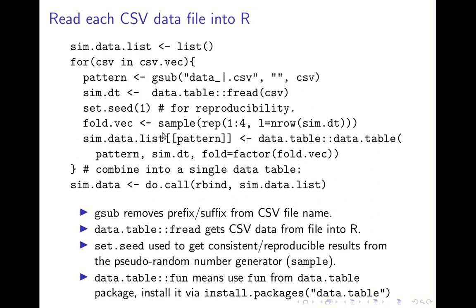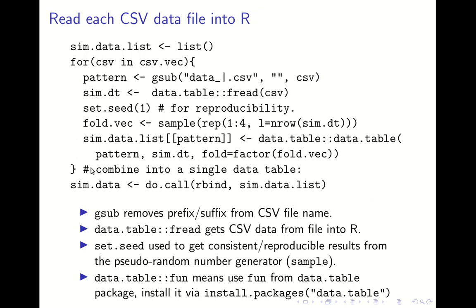And then finally, at the end of our for loop, we're going to be assigning one of the elements of this sim.data list object. This double square bracket syntax means to assign to the element of this list with the name pattern. In R, everything can be named, so here the name of this list element is going to be pattern, and the value of this list element is going to be a data table with this CSV data that we've read, with the pattern value that we've created up here, and with the fold values that we created over here.